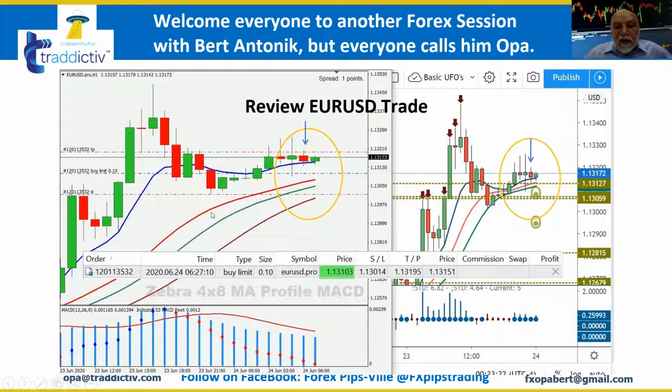You can see the profile was up. The profile was up. Blue was over red, was over green, was over brown. And we see here the profile, the 3 moving average profile was also up. So according to the profile, price still had strength to go to the upside. One of the reasons why we took the trade.